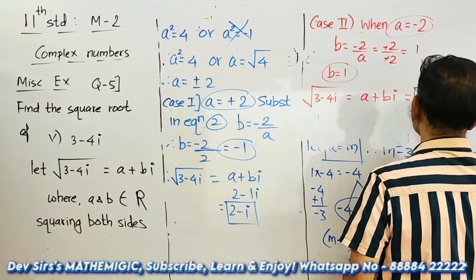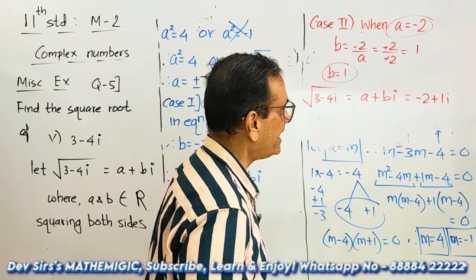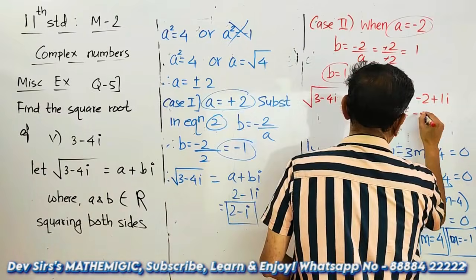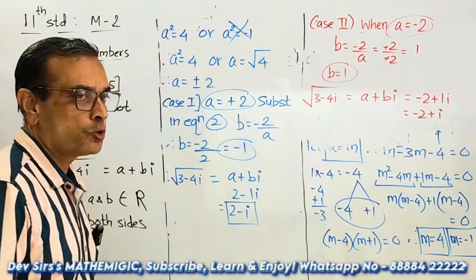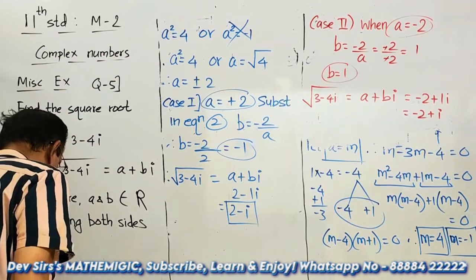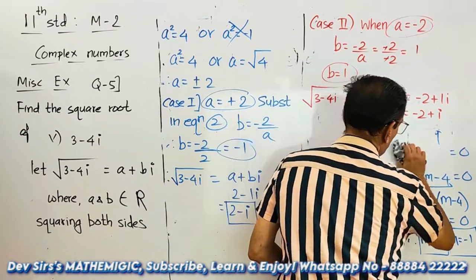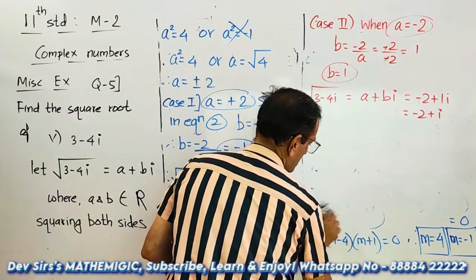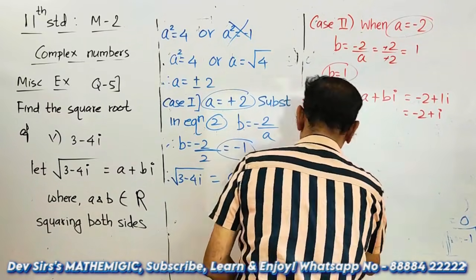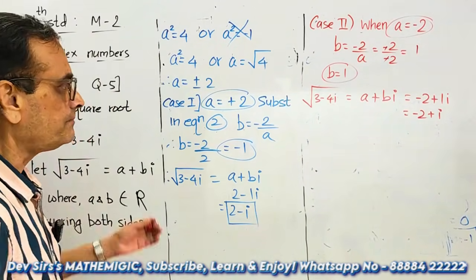A is minus 2, b is 1. Minus 2 plus 1i or minus 2 plus i. These are our two answers, which should be written in one common step now. This is an interesting thing. दोनों आंसर मिल गए ना, तो कंबाइंड आंसर लिखने की जरूरत है. Examiner will check only for that combined answer.